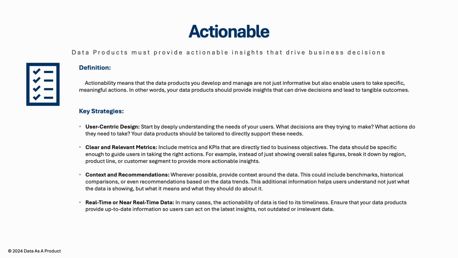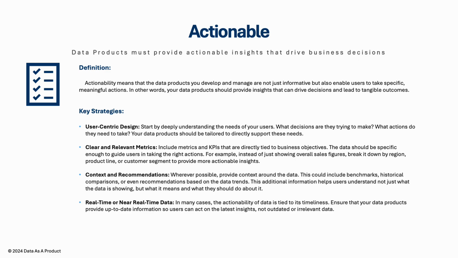Second, clear and relevant metrics. We need metrics and KPIs that are directly tied to business objectives. The data should be specific enough to guide users in taking the right actions. Instead of just showing overall sales figures, break it down by region, product line, or customer segment to provide more actionable insights. Third, context and recommendations.